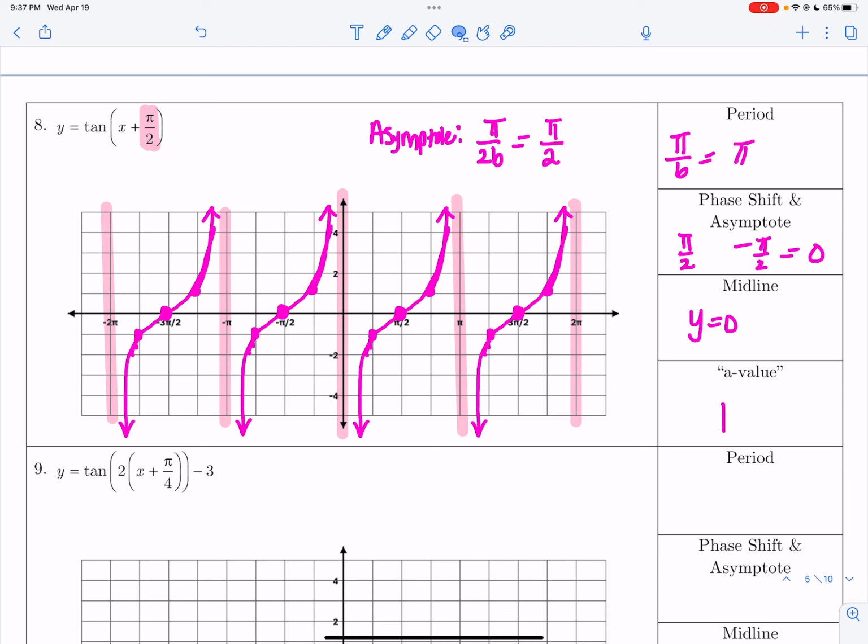the test might ask you to graph the whole function from negative 2 pi to 2 pi. It might ask you to find 1 period. It might ask you to find 2 periods. So depending on what the test question asks you, that's how much you should graph. In this case, I graphed from negative 2 pi to 2 pi, but the test might ask something else.